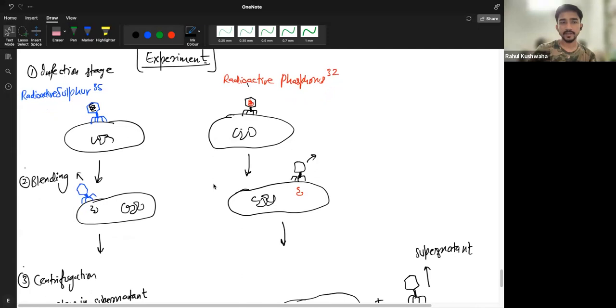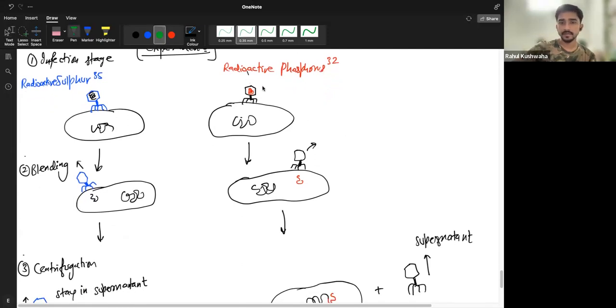Okay, so in the infection stage, let me mark everything. This is the virus, bacteriophage. And this is the bacteria, E. coli. And this is the genetic material of the bacteria, the bacterial DNA. And this inside is the viral DNA.